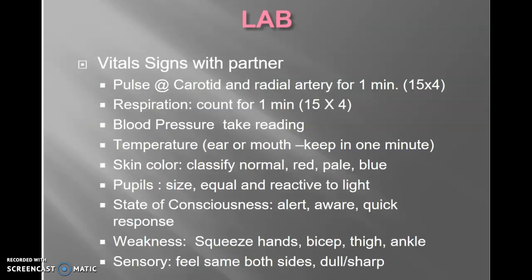So the lab that we will be doing in this class is going to be the following. You're going to get a partner or a family member, and you're going to get their pulse at the carotid artery. You're going to measure the number of breaths they take per minute. Take a blood pressure reading. Get their temperature. Identify their skin color. Check their pupils to see if they're equal and reactive to light.